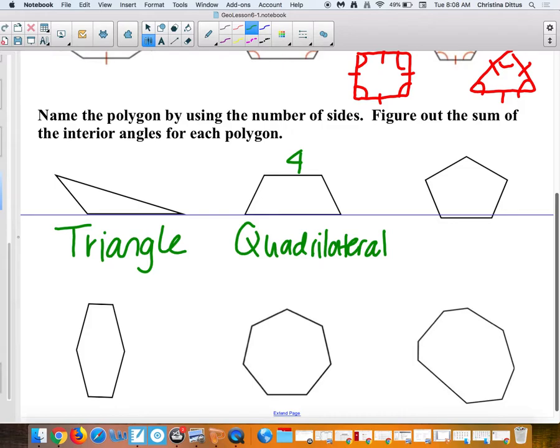How many sides does the next shape have? 5. What do I call 5-sided shapes? Pentagon. How about my next one? How many sides? 6. What do we call 6-sided shapes? Hexagon.